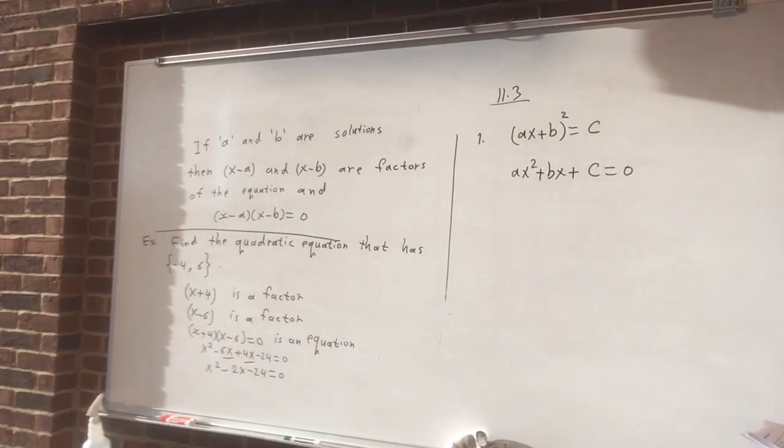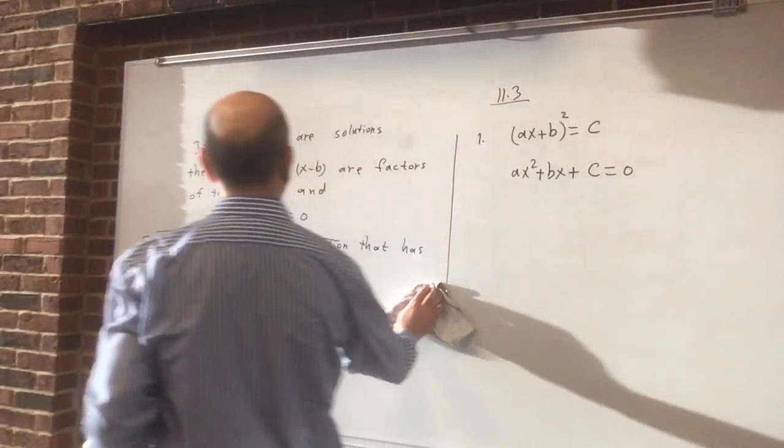So try to solve the equation by the factoring method. If not possible, go to step 4. Step 4 is solve the equation by the quadratic formula. So let us solve an example.